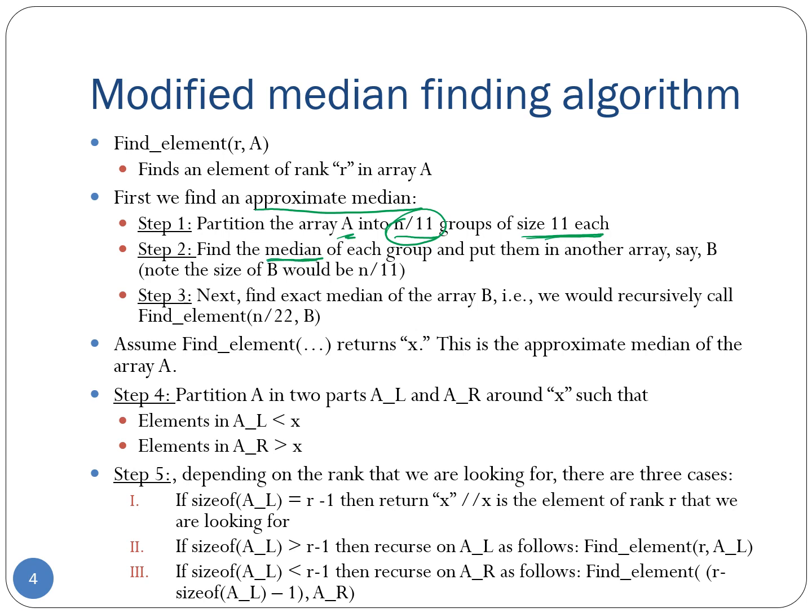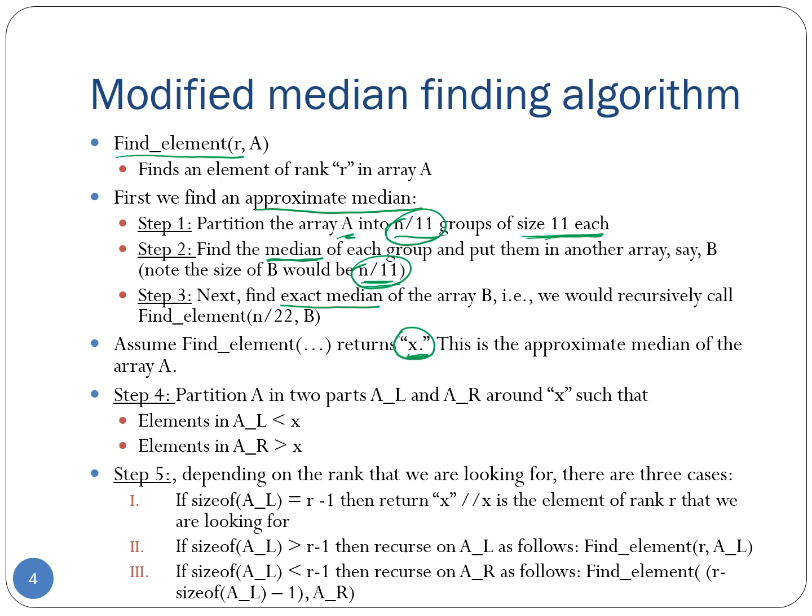Now because there are n by 11 groups, there will be n by 11 such medians. Having found these n by 11 exact medians of all of these smaller groups, we will now find the exact median of these n by 11 elements. This is done by recursively calling the same function find element r comma a. So this is the first step to find the approximate median. Now let's say the approximate median that is returned by this function is x. Okay, let's say this is our approximate median.